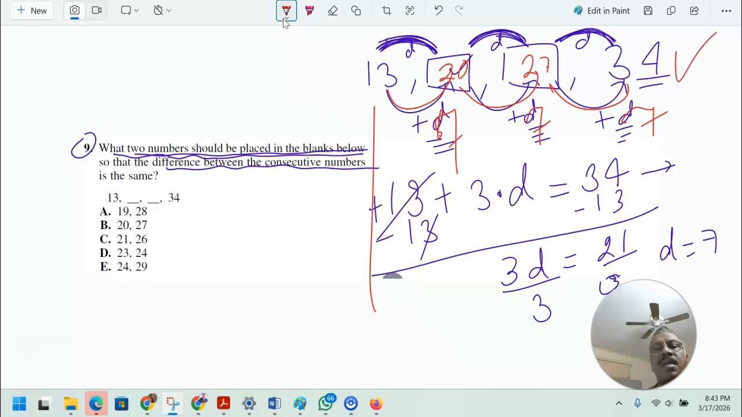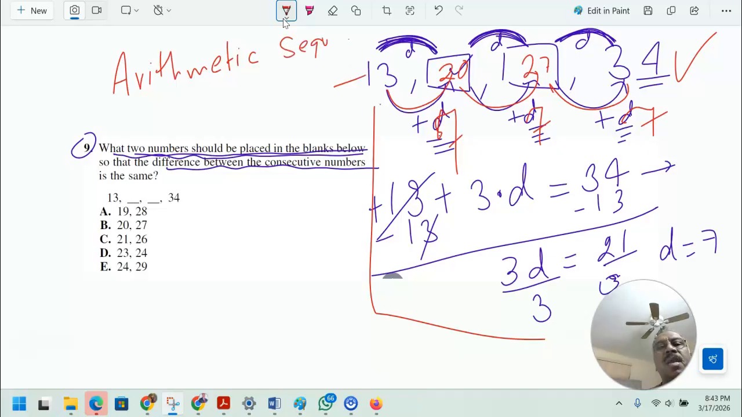So you're right, these numbers are actually in an arithmetic sequence. Okay, an arithmetic sequence where you're given the first number, A1. So this is like the first number. A1 is 13. And you're given the fourth number. So 1, 2, 3, and 4. So A4 is given, which is 34.